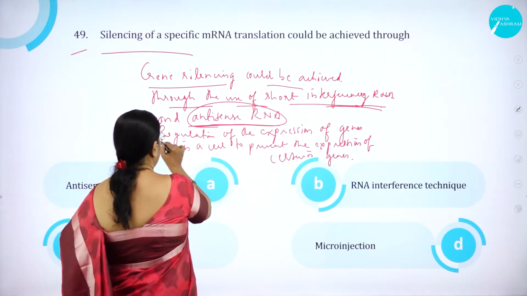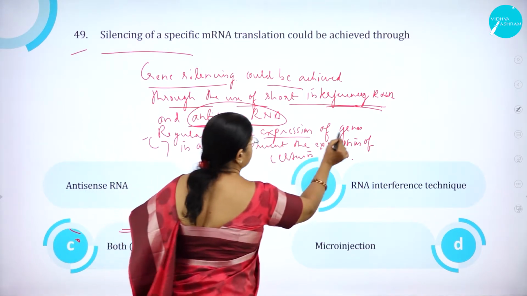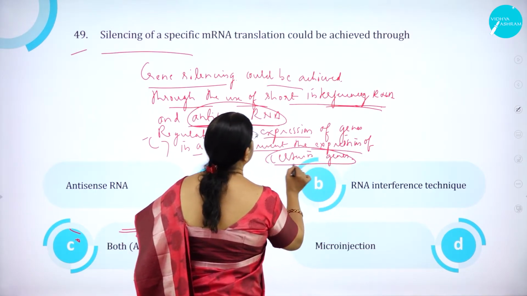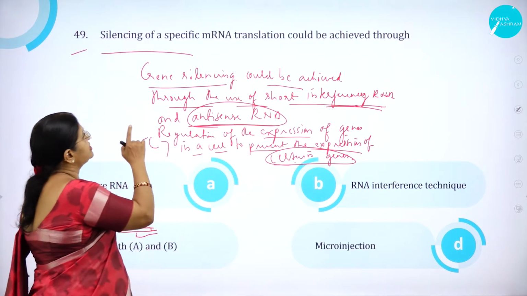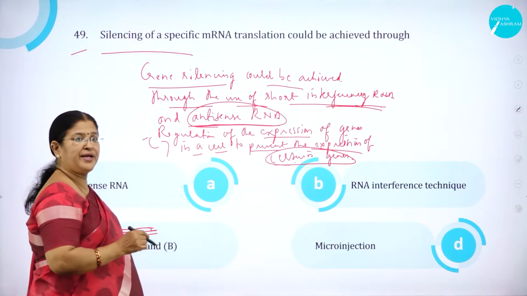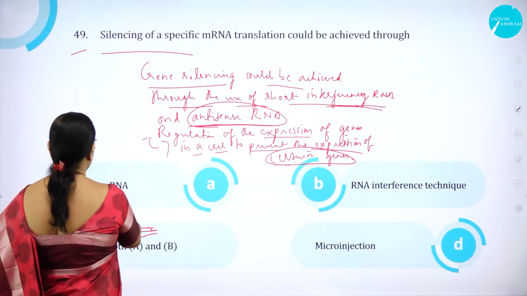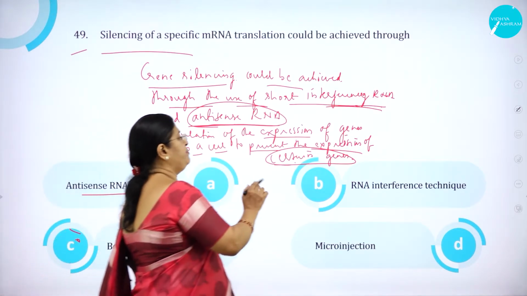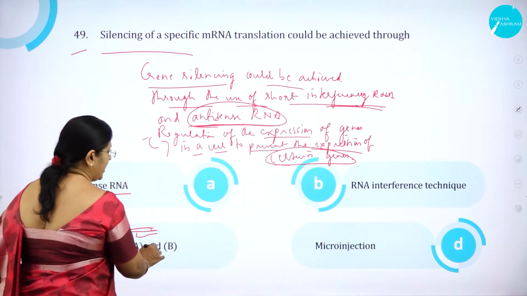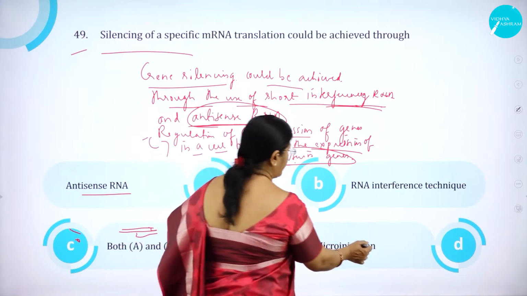That means what? Regulation of the expression of genes in a cell to prevent the expression of certain genes. So silencing of a specific mRNA translation could be achieved through option A, antisense RNA, B, RNA interference technique, C, both A and B, and D, microinjection.